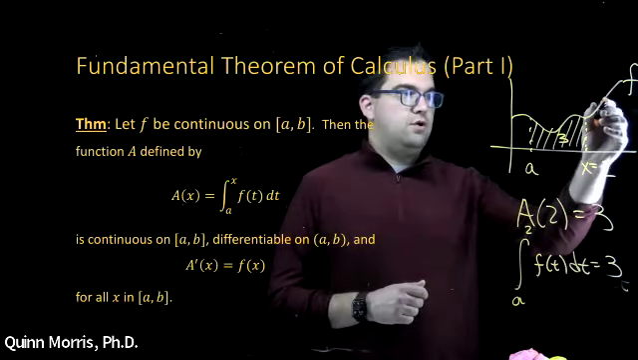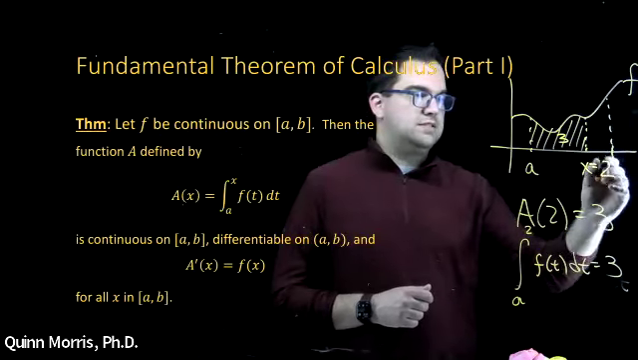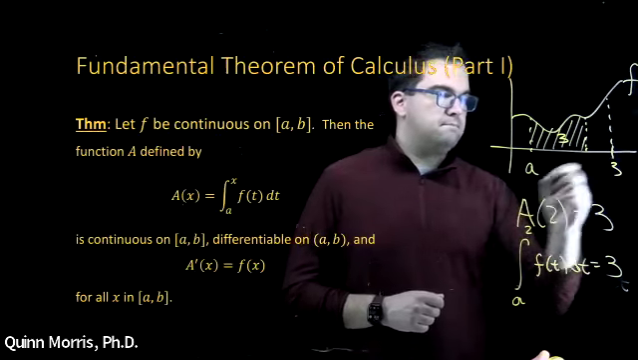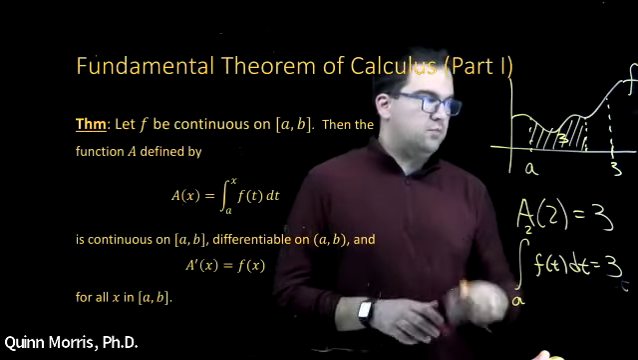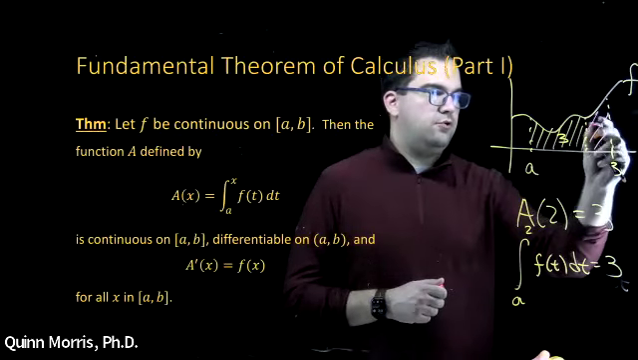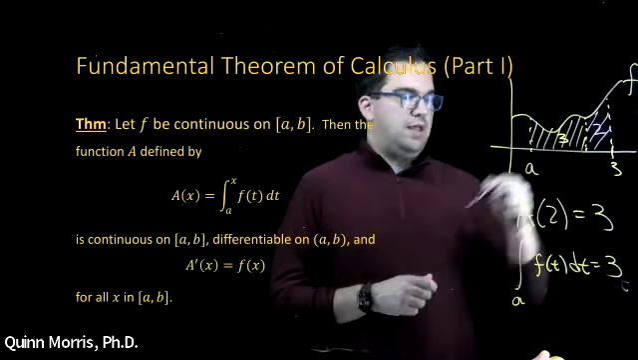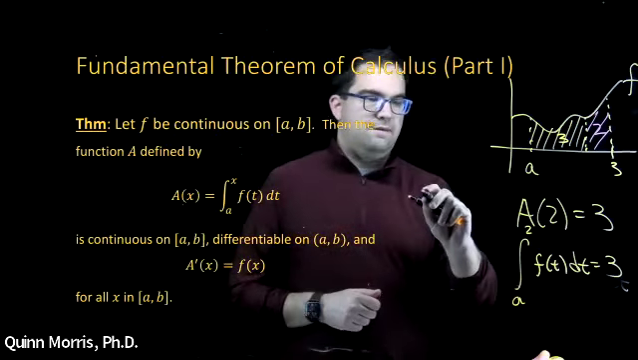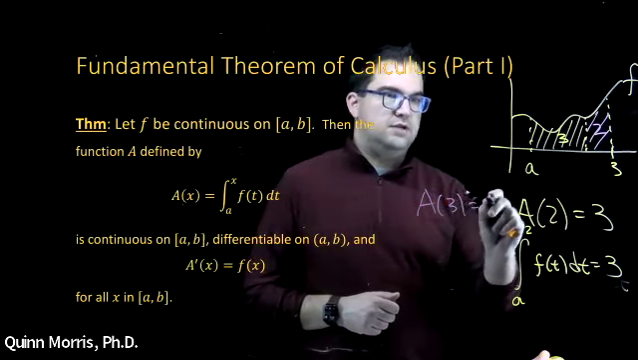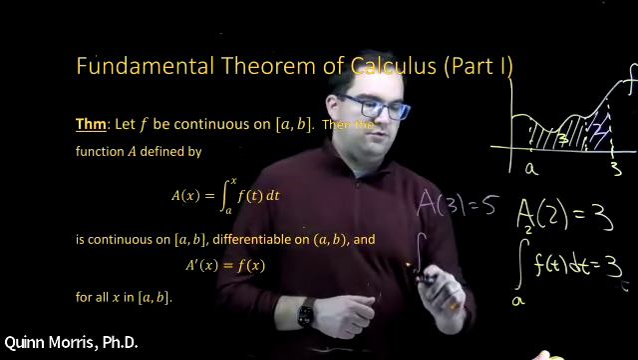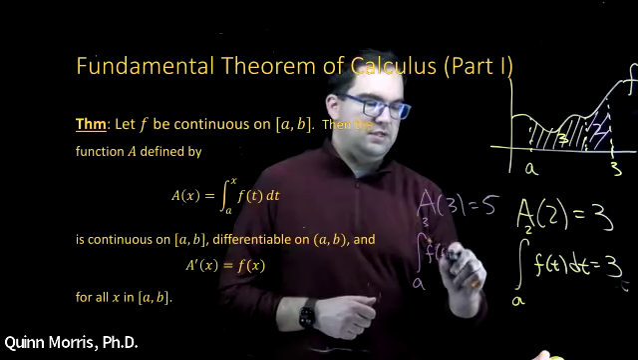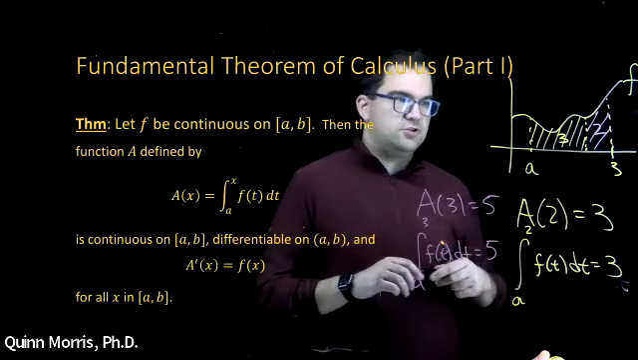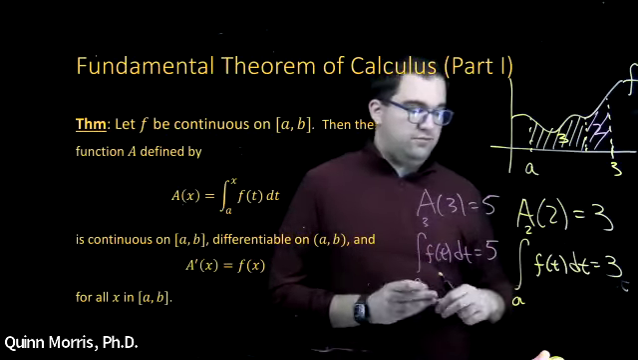And then obviously you could go up a little bit more, say to x is equal to 3. And then maybe you've added on some more area. So maybe here you've added on 2 more units of area so that the total area is now 5. And then you would know that A of 3 was equal to 5, precisely because the integral from a to 3 of f of t dt is equal to 5. So this function A is what's called the accumulation function.